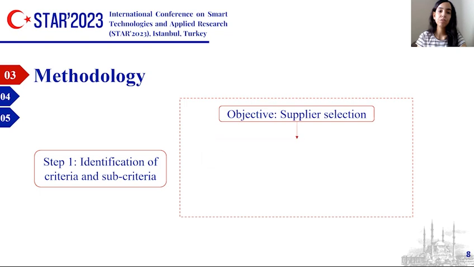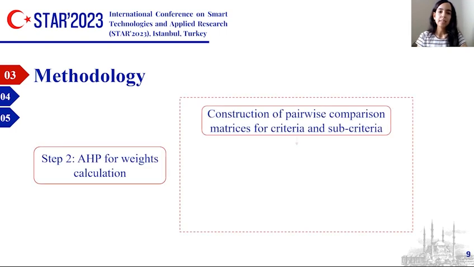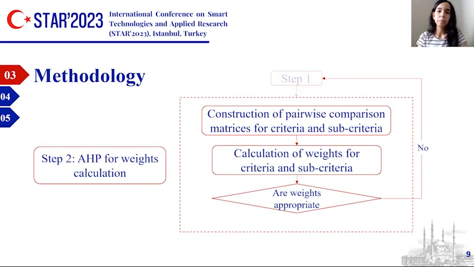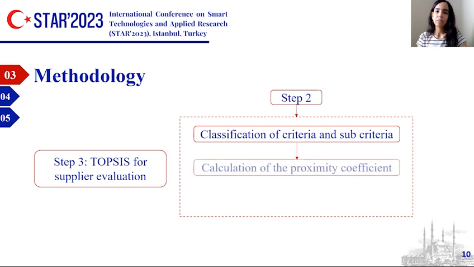So in the first step of our methodology, we defined our objective, then we select the criteria. In the second phase, we made a comparison matrix to evaluate these criteria. Then we calculate their weights. If they are appropriate, we move to the next step. If not, we go back to the first one and adjust the criteria. The last step is evaluating the options.